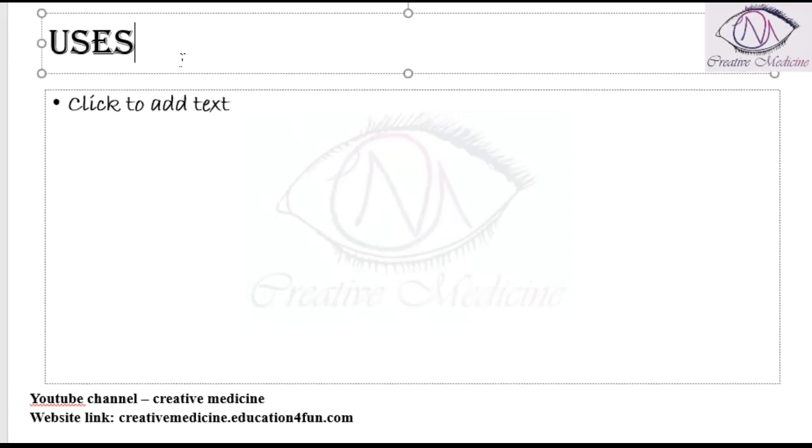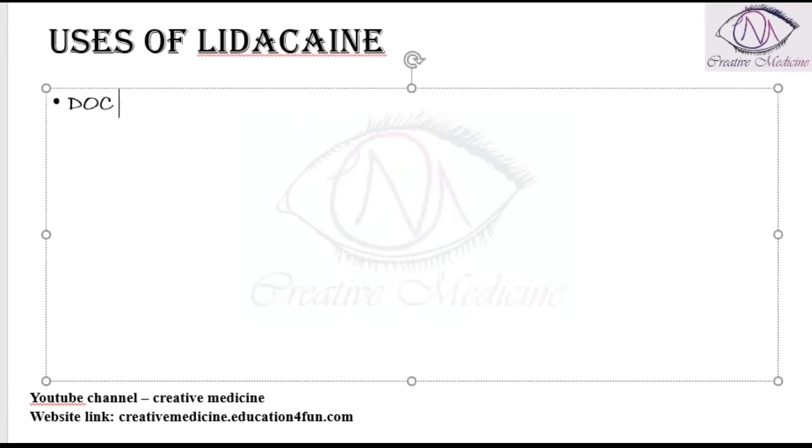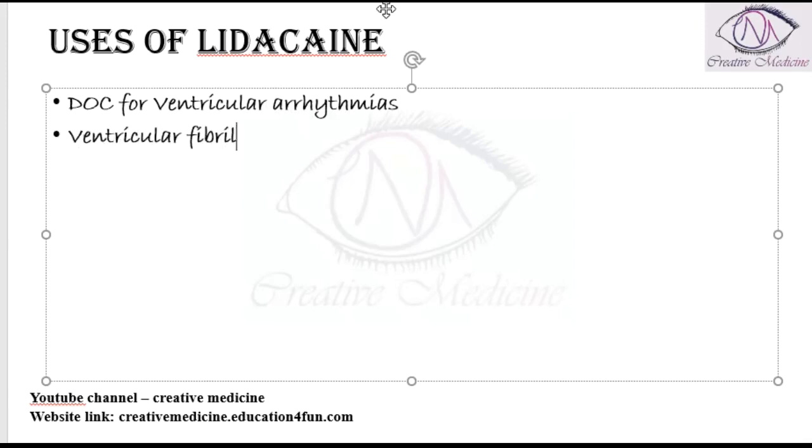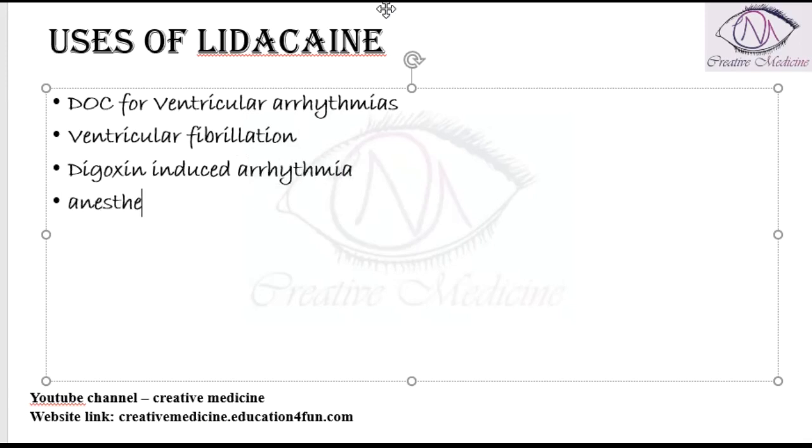So, uses of lidocaine. Lidocaine is the drug of choice for certain conditions. It is the drug of choice for ventricular arrhythmias, and it is the drug of choice for ventricular fibrillation, and for digoxin induced arrhythmias and anesthesia. Also in anesthesia we can use lidocaine as a local anesthetic, and also in anesthesia associated arrhythmias we can use lidocaine.